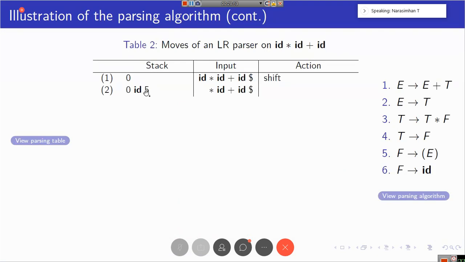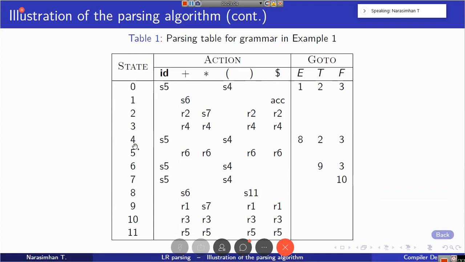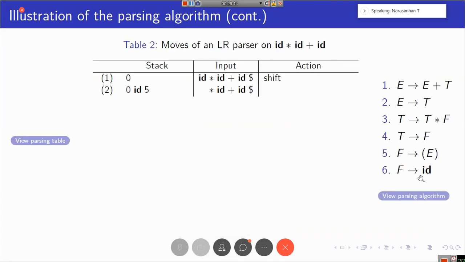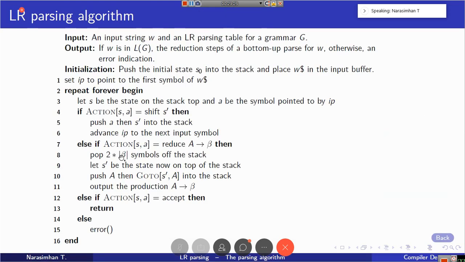Now what you need to do: 5 and star tells you to perform the reduction operation using the 6th rule. What is the 6th rule? F gives ID. You need to reduce using the 6th production rule, F gives ID. This is of the form A gives beta, where beta is the right hand side. In the reduction operation, you pop 2 times the length of beta symbols. Here the length of beta is 1, so you just pop 2 symbols from the stack.